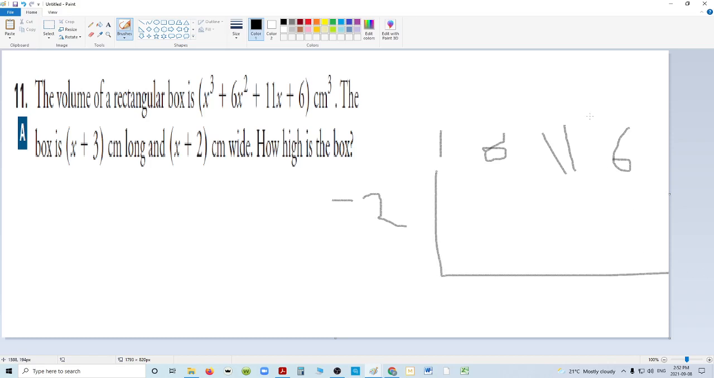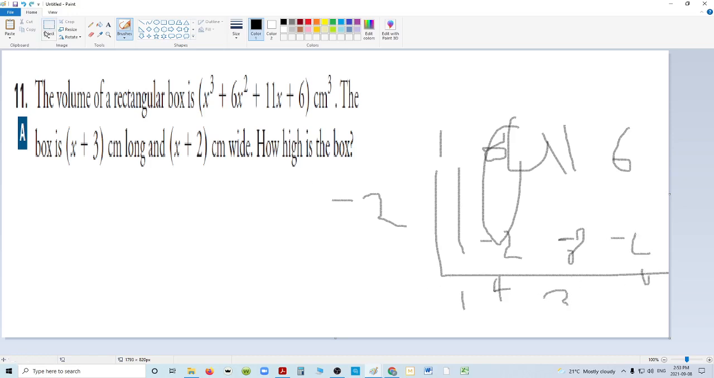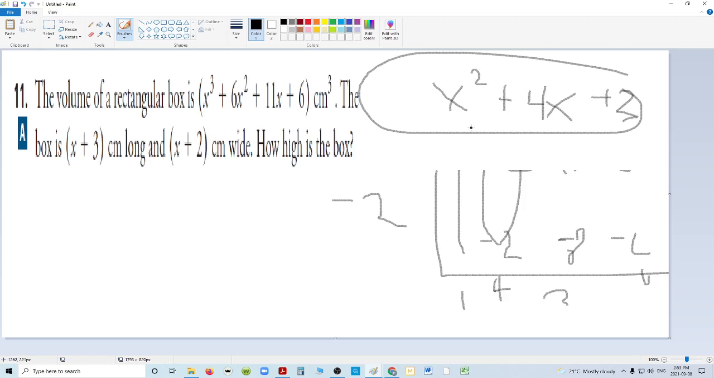What's synthetic division? 6, 11, and 6. So you start with the 1. Minus 2 times 1 is minus 2. When I add them, 4. Minus 2 times 4 is minus 8. When I add 11 plus minus 8, I get plus 3. Minus 2 times 3 is minus 6. I get 0 here. So I get 1, 4, 3. So that means I'm left with x squared plus 4x plus 3. And I can even see right away, I can even factor that to come up with x plus 3 and x plus 1.